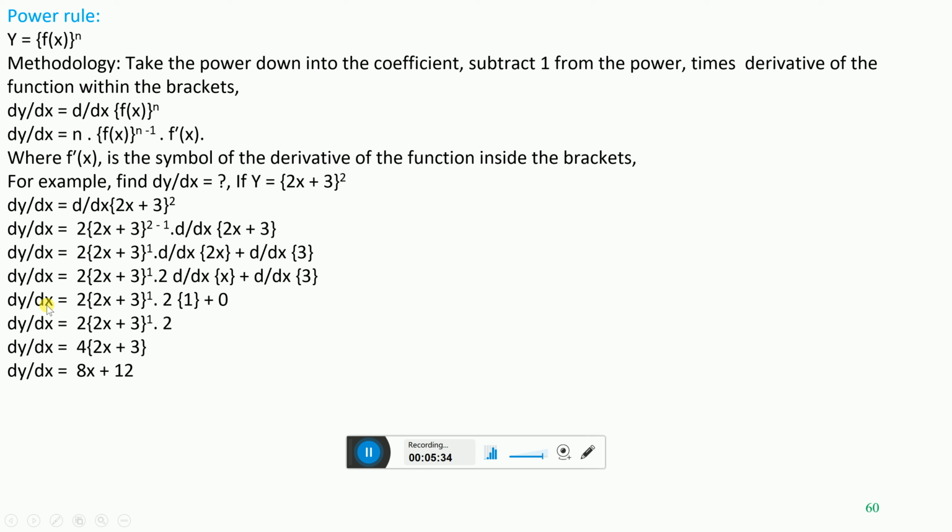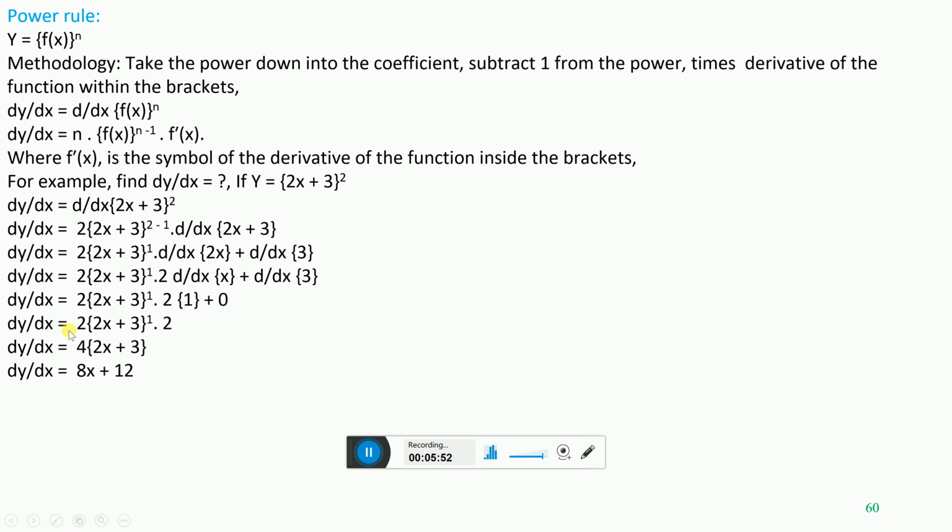Now dy over dx is equal to 2, as it is, (2x + 3) raised to the power 1 as it is, 2 as it is, and the derivative of the variable with single power, meaning the derivative of x with power 1, is 1, and the derivative of the constant 3 is always 0.